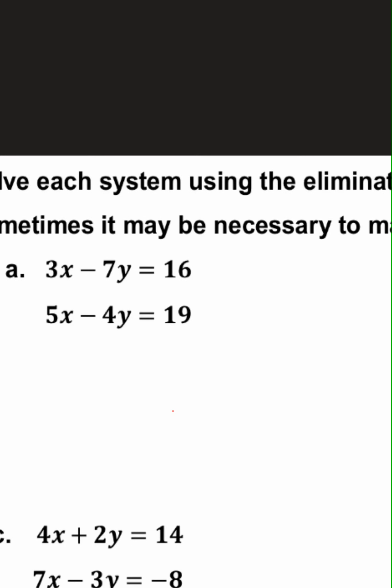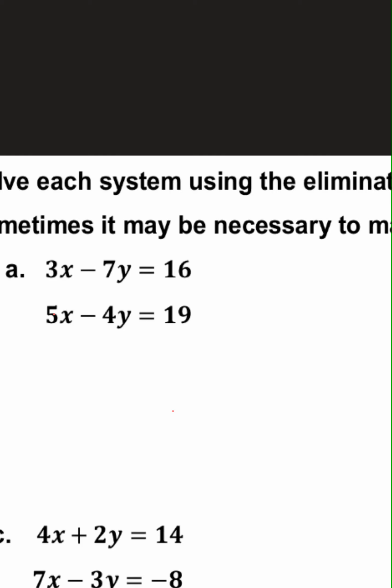Now, if I look at these two, I know they're both in standard form. I know that if I add them together, nothing's going to cancel because 5 plus 3 is going to give me 8. -7 and -4 is going to give me -11. They're not going to cancel. So sometimes it might be necessary to multiply both, not just the one, because I can't make 3 into 5, and I can't make 7 into 4.